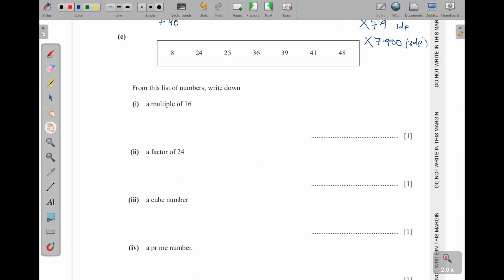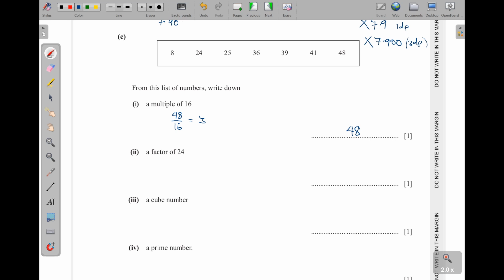Part C, we are given a list of numbers, and they're saying from this list of numbers, write down a multiple of 16. A multiple of 16 is that number that can be divided by 16. Okay, and we can look at 48. It has to be 48, because if you get 48 divided by 16, you get 3. So 48 is a multiple of 16. So the answer here is 48.